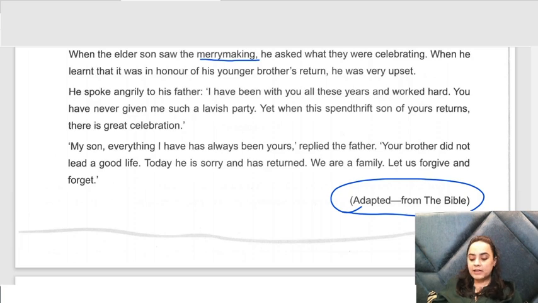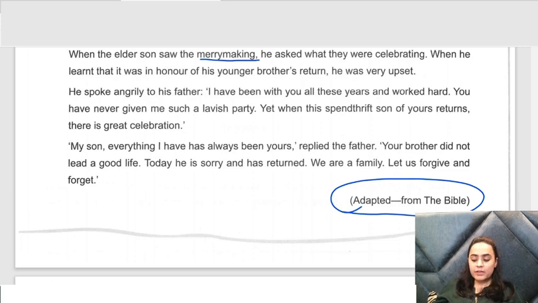When he learned that it was in honor of his younger brother's return, he was very upset. So when the elder son got to know that it was because the younger brother had returned, he was very, very unhappy with that. He spoke angrily to his father.